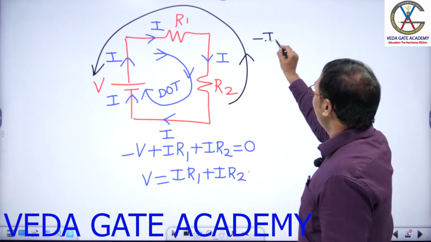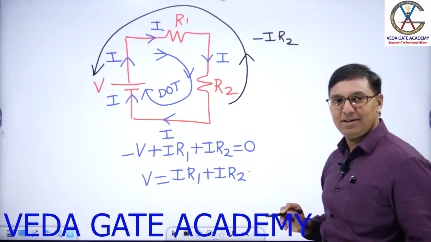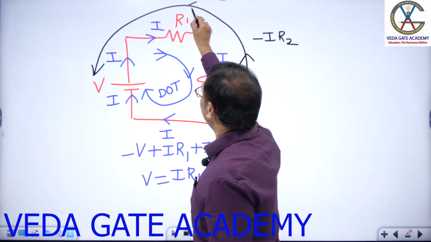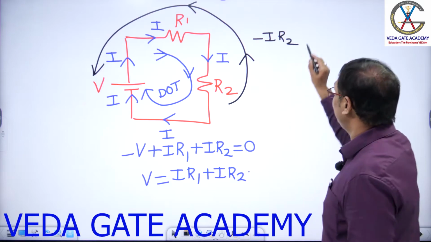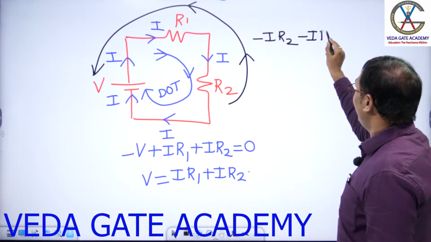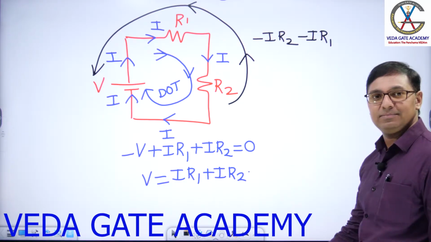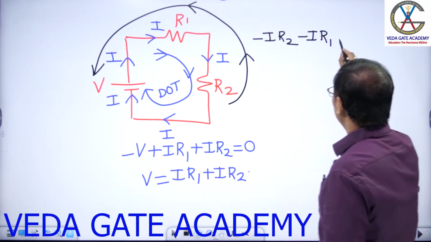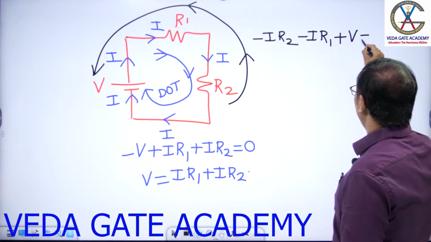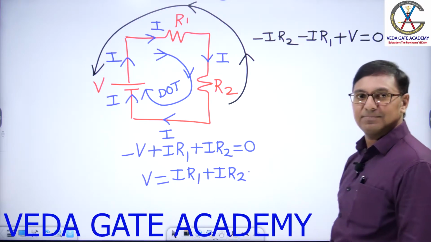What do you write here? Minus I into R2. Next, direction of travel, branch current. Both are in same direction or opposite direction? Both are in opposite direction. What do you write here? Minus IR1. Next, direction of travel entering at what polarity, sir? Positive polarity. It is plus V equals to 0.